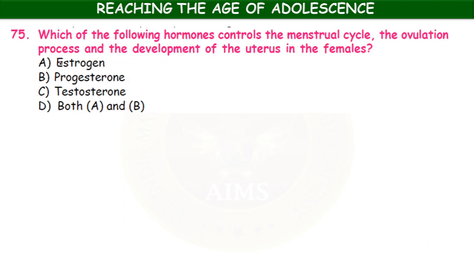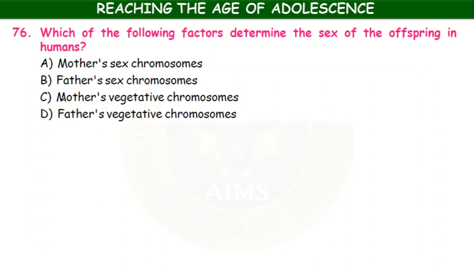Next, which of the following hormones controls the menstrual cycle, the ovulation process, and the development of the uterus in females? Estrogen, progesterone, testosterone. Okay, both estrogen and progesterone.